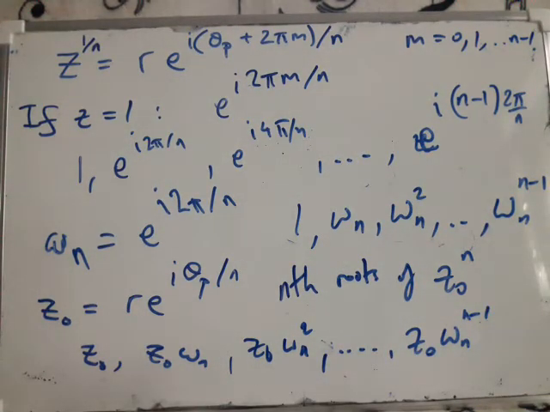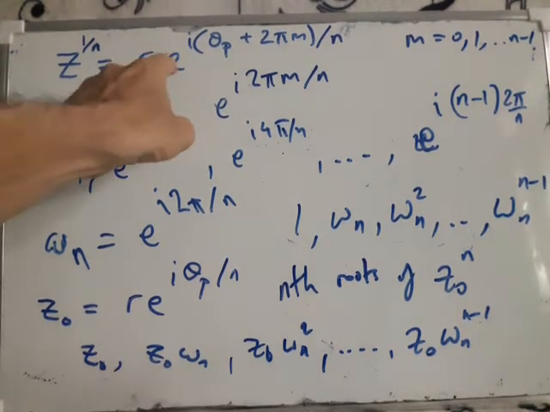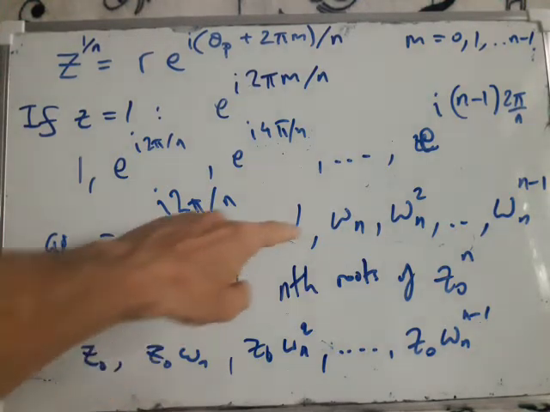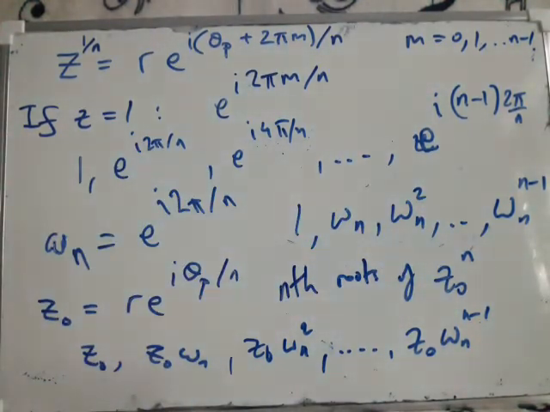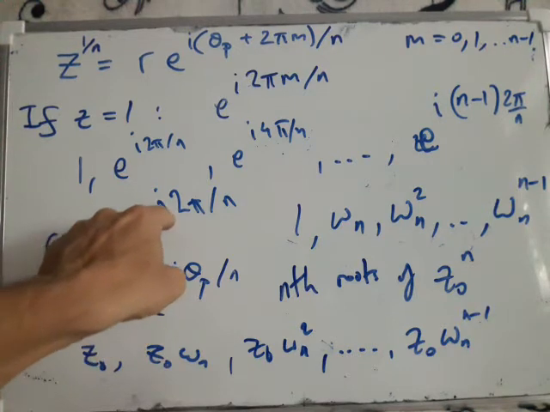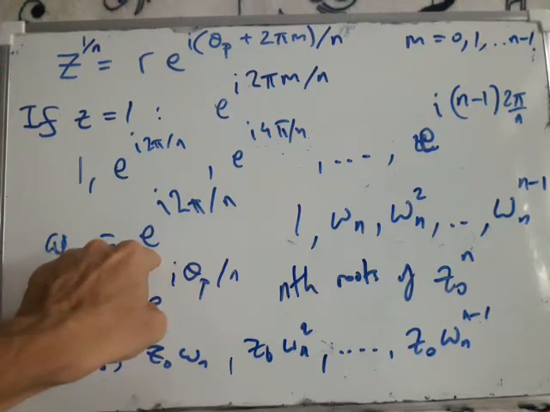So in fact, you can construct any set of nth roots of any complex number by taking the first root, the one when m equals 0, and then multiplying it by these nth roots of unity. Now obviously these quantities are of the form e to the i theta, which means they have magnitude, modulus, 1.